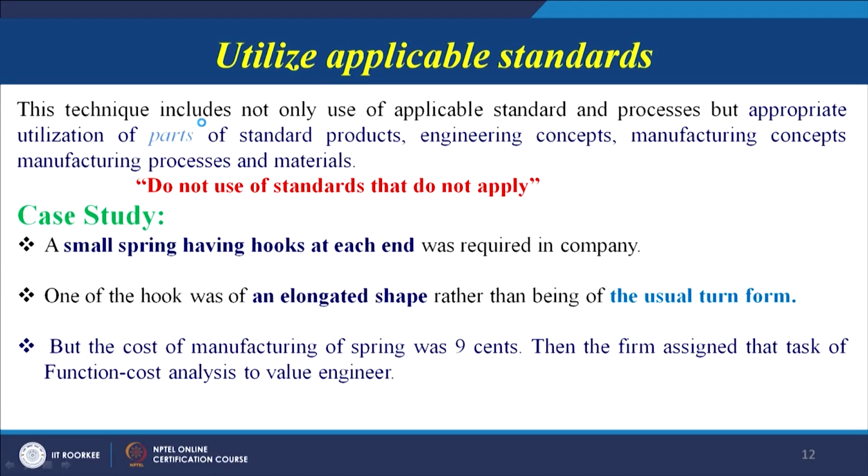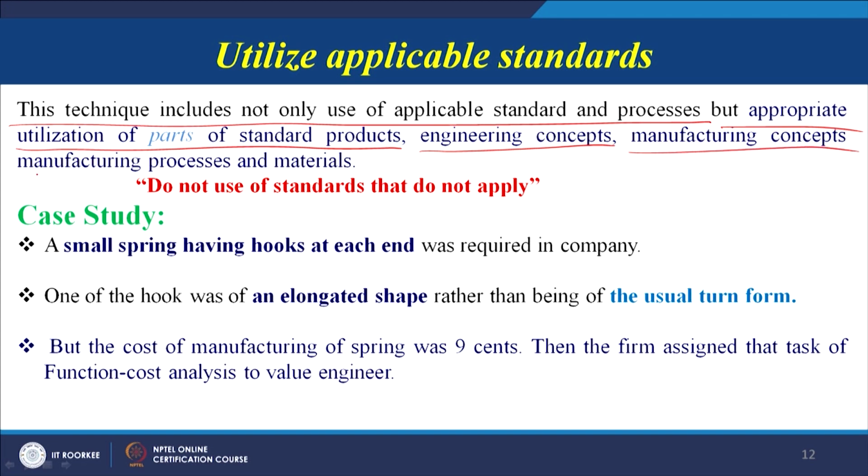Then a very important point: utilize the applicable standards wherever possible. This technique includes not only the use of applicable standards and processes, but appropriate utilization of parts of standard products, engineering concepts, manufacturing processes and materials. For manufacturing processes, there are standard processes for making specific tools or specific parts, so we must make use of those standards wherever possible. There are standard materials, steel has got so many grades. So, we must select the appropriate grade, for example, a food grade steel.